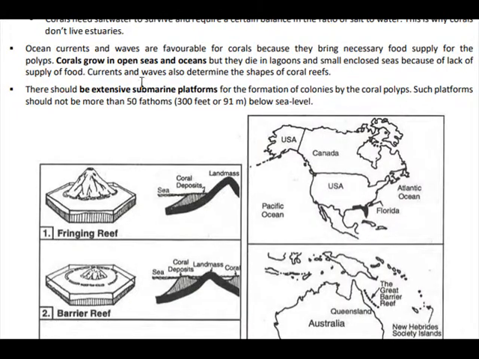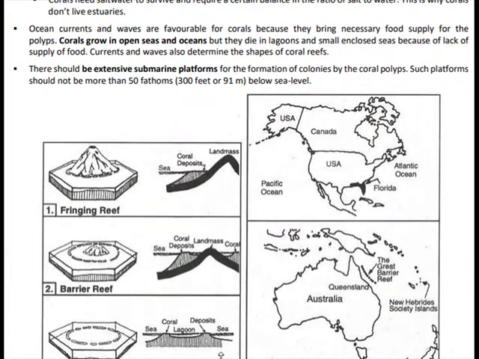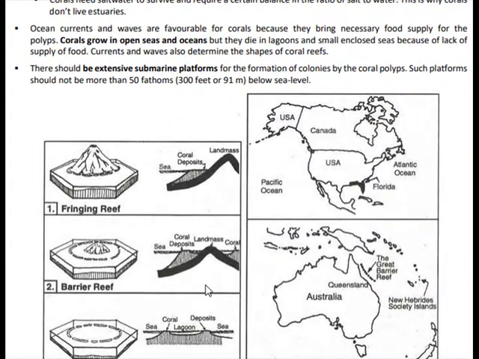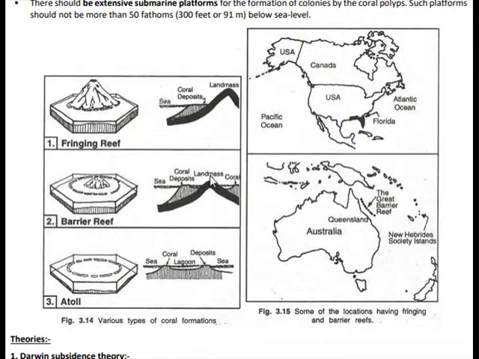Ocean currents and waves are favorable for corals because they bring the necessary food supply for the polyps. Corals grow in open seas and oceans, but they die in lagoons and small enclosed seas because of lack of supply of food. Currents and waves also determine the shapes of coral reefs. There should be extensive submarine platforms for the formation of colonies by the coral polyps. Such platforms should not be more than 50 fathoms, 300 feet or 91 meters below sea level.